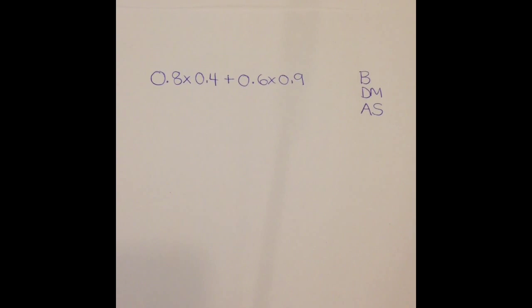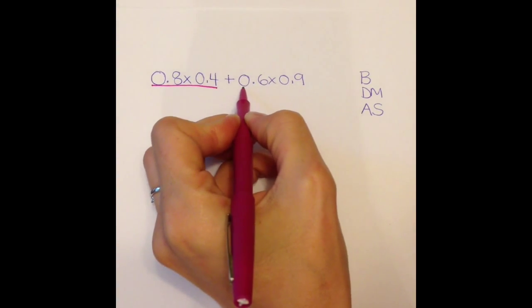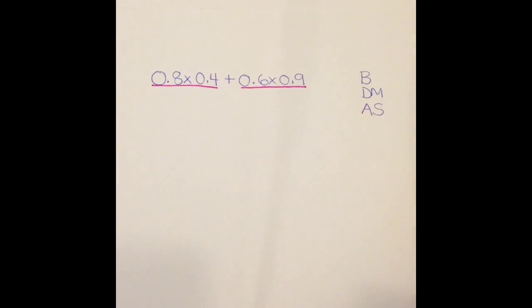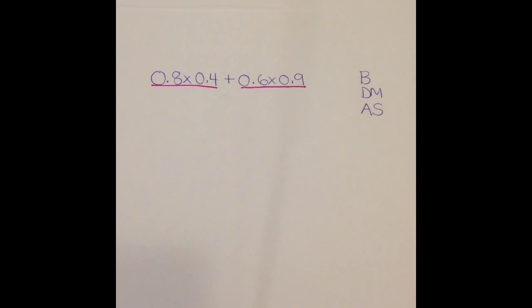I'll use order of operations to solve this question. So first I'll check if I have any brackets. There are no brackets. Next is division or multiplication. I do have multiplication, so that's the thing I will perform first. I'll underline my multiplication. I have two multiplications in this question, but I can do them each at the same time because they come in the same order in the order of operations.